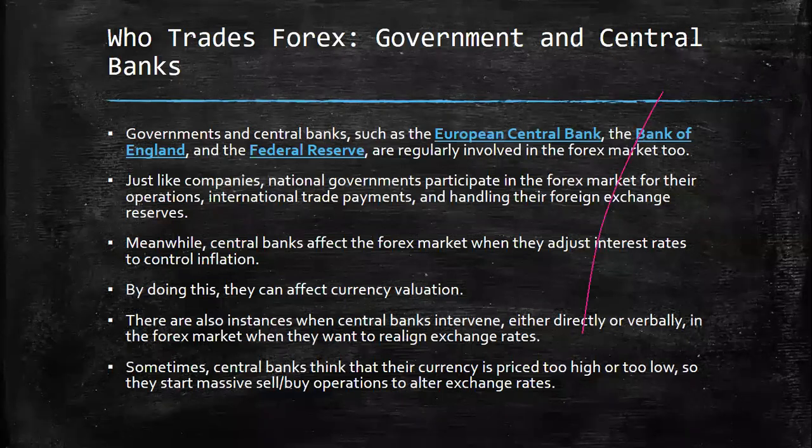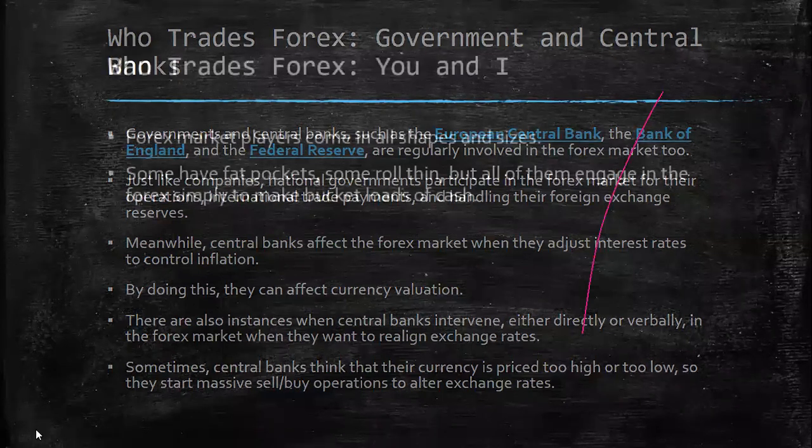There are also instances when central banks intervene directly or verbally in the Forex market when they want to realign exchange prices. So this is when Yellen comes on and gives a little speech or something like that. Based off that speech alone, this is called fundamental analysis or a news release. You're able to basically take a trade off of it or set aside and things like that. Sometimes they'll come up there and say just key words to the media that will get the market in a frenzy.